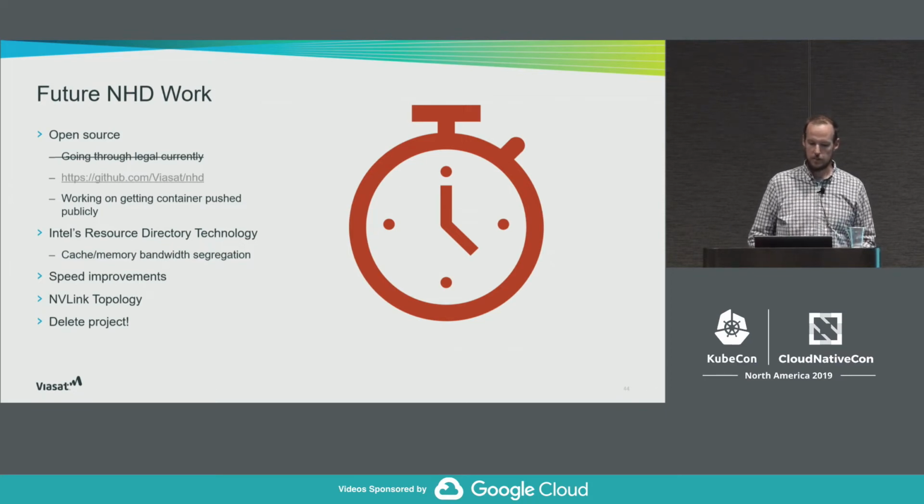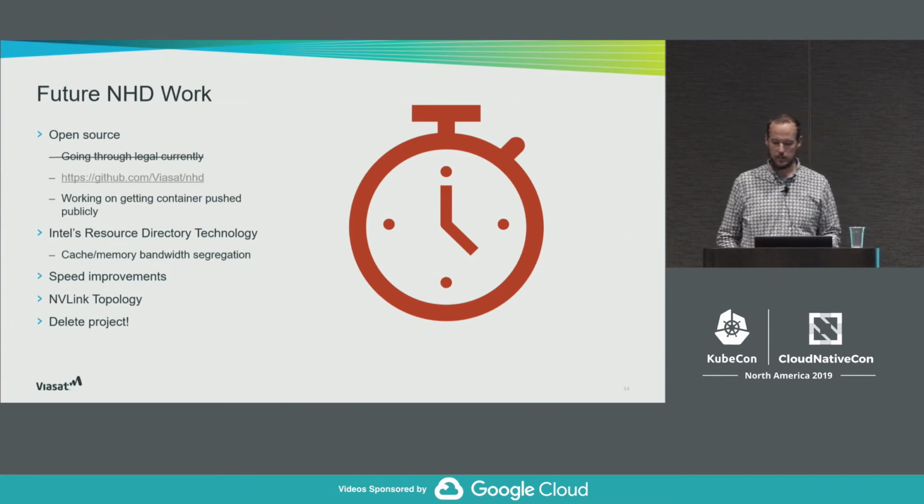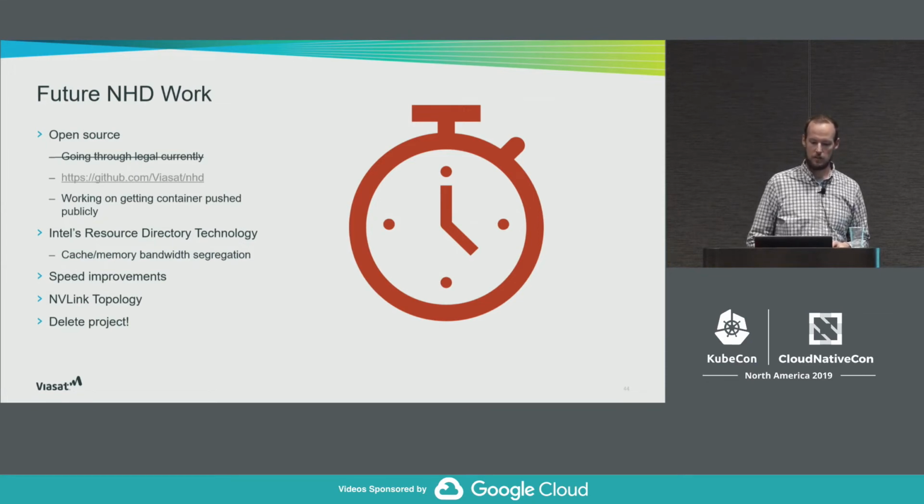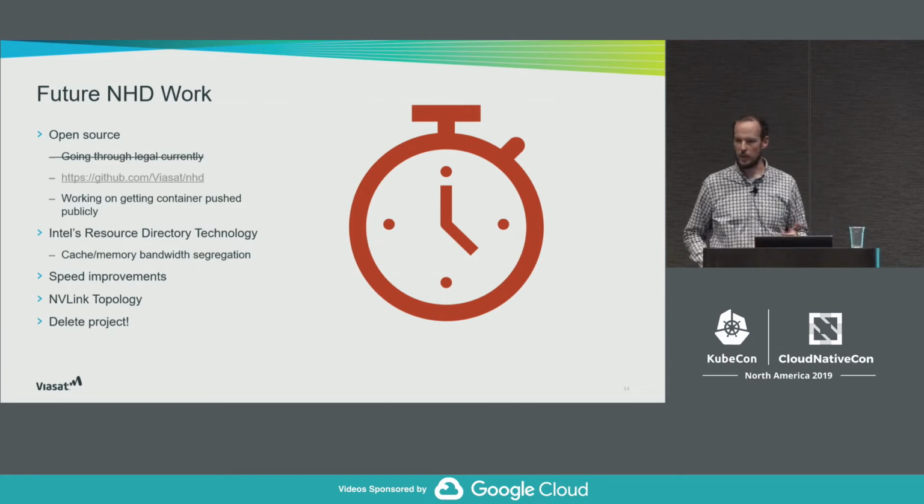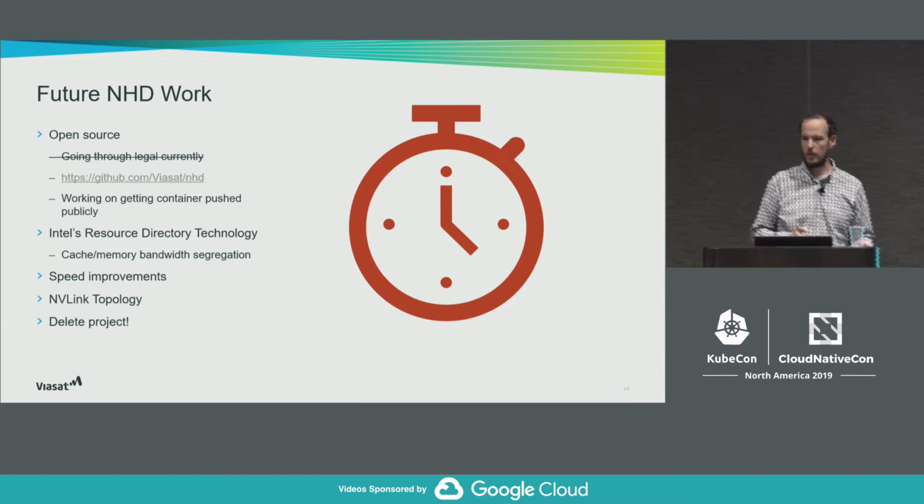We're also looking at some speed improvements. Right now, it's a little slow. It's definitely not as fast as the upstream scheduler. We didn't intend it to be that fast, but it's definitely slower than it could be. Right now, we're running it on about 30 nodes, and it's fast enough for that. But at a higher scale with hundreds or thousands of nodes, it would be far too slow to be used there.